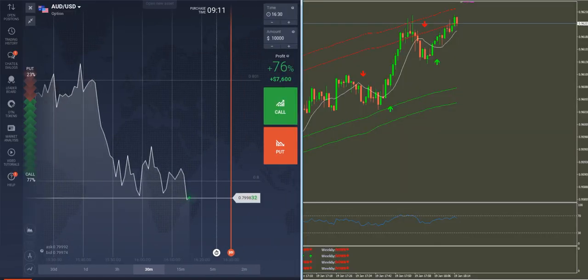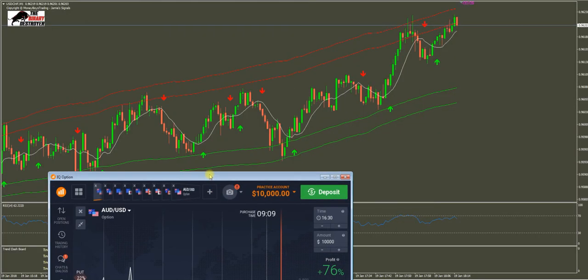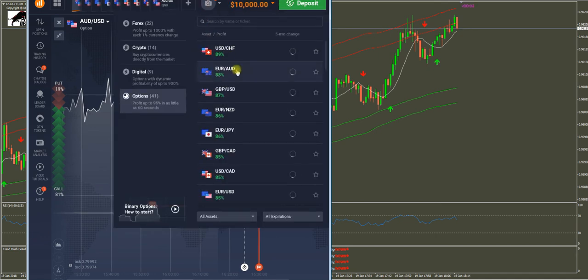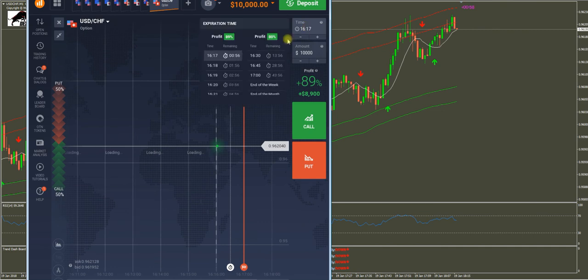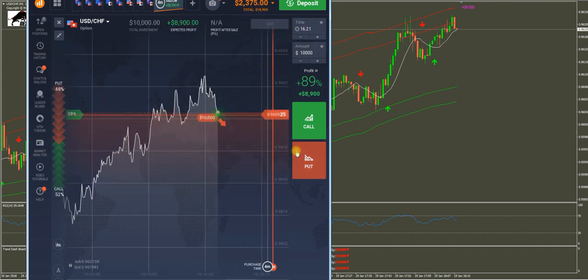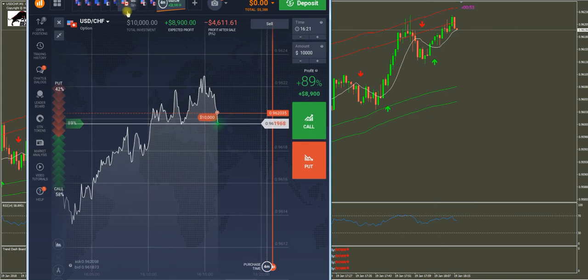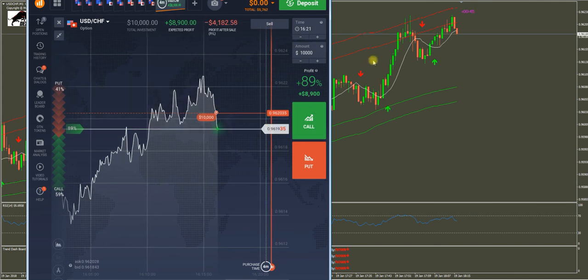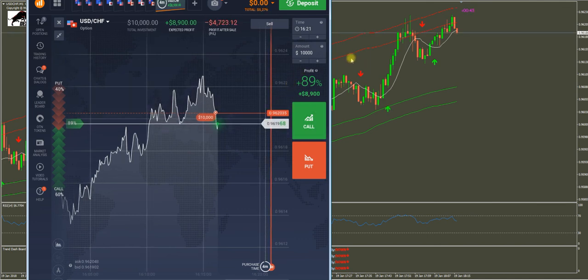What currency pair is this? USD CHF. Right, I'm going to get into USD CHF, a quick 5-minute trade. No, actually I'm going to leave that. So you can see USD CHF is dropping. I've taken a 5-minute trade.